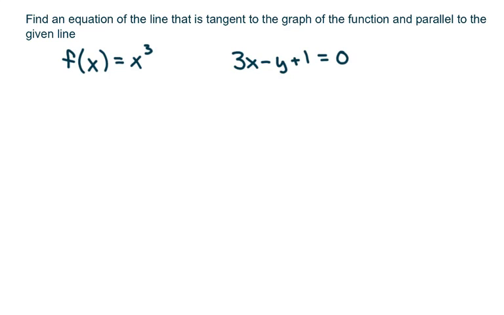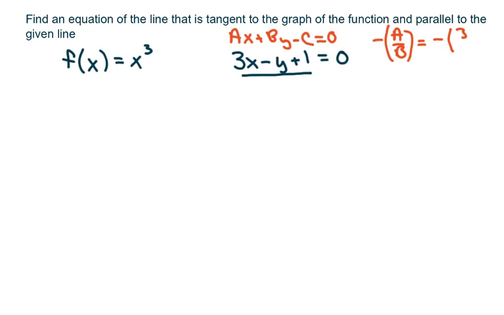Hi everyone. We're going to find an equation of the line that is tangent to the graph of the function and parallel to this line. The first thing we need to do is find the slope of this line. This has the form ax plus by minus c equals 0, so the slope is just negative a over b. That's negative 3 over negative 1, which equals 3.